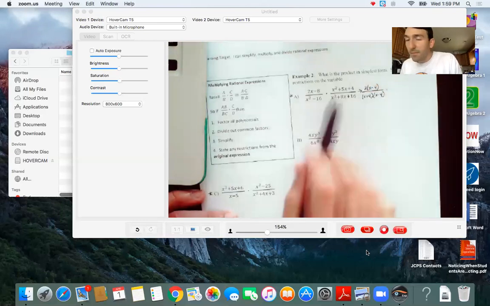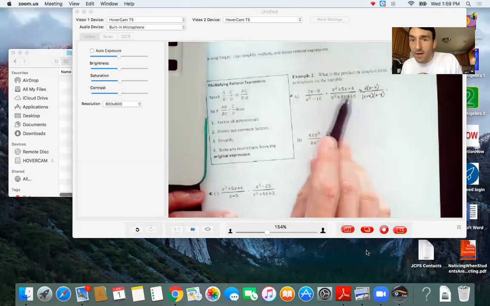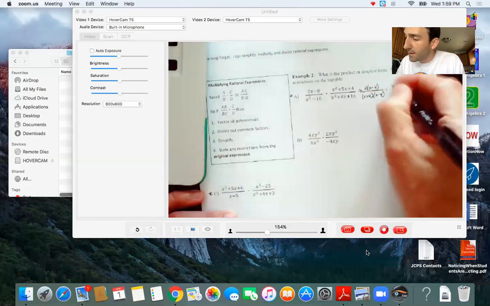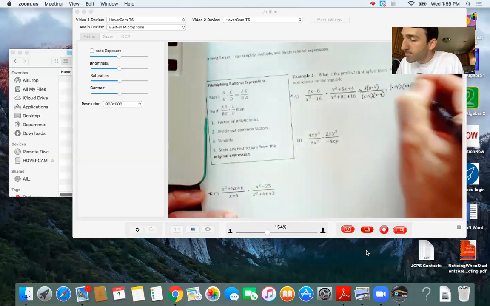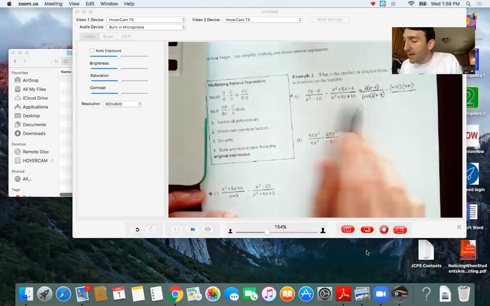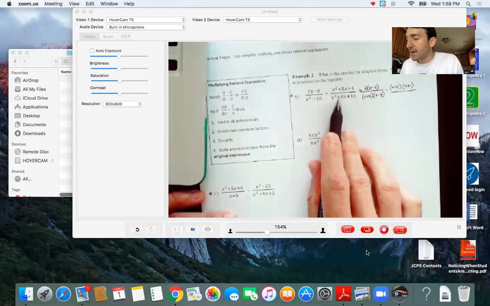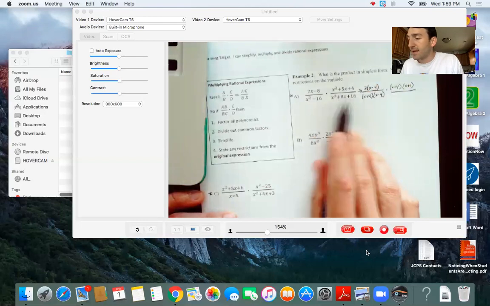And then up over here, what multiplies to 4 adds to 5? That'd be 4 and 1, so x plus 4 times x plus 1. And then right here, that's going to be multiplies to 16, adds to 8, x plus 4 times x plus 4.